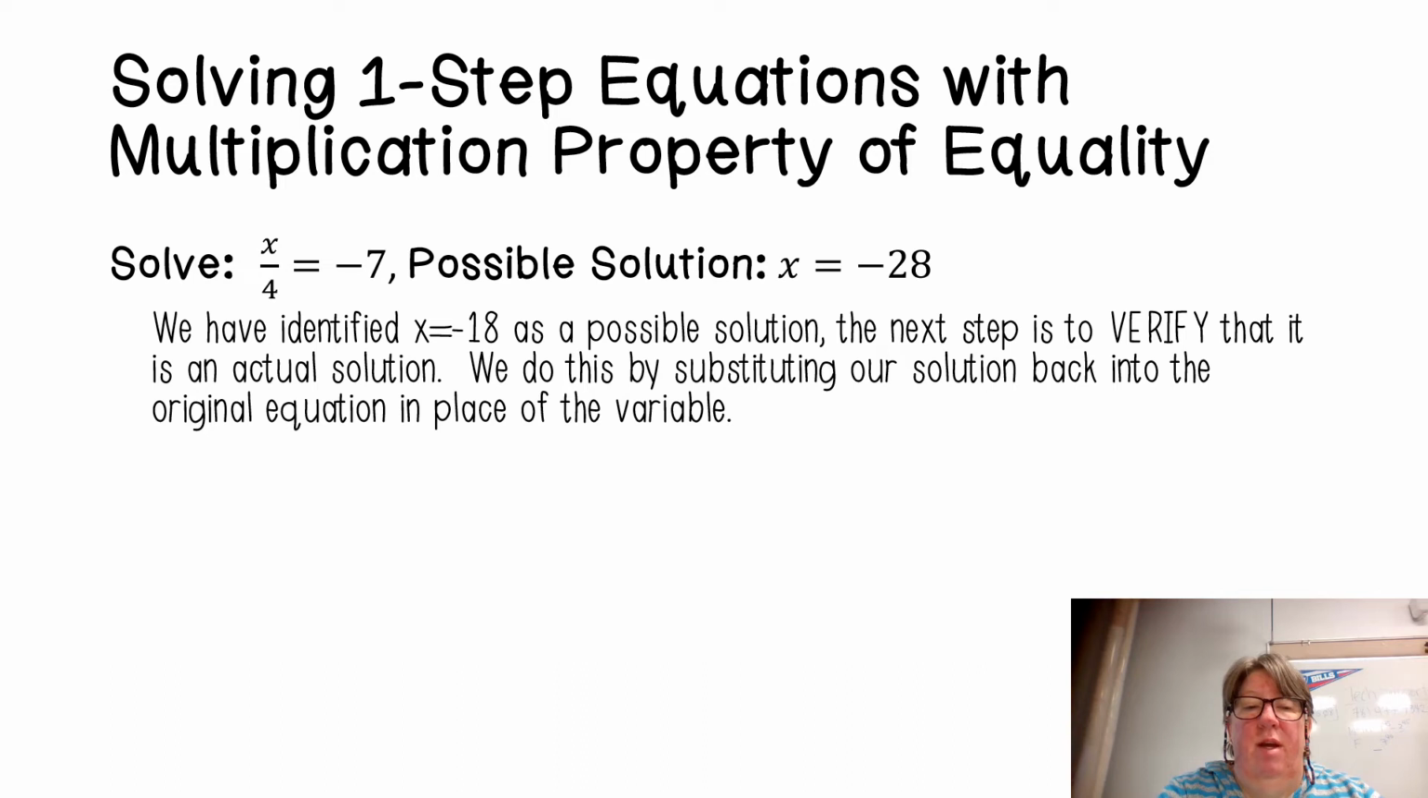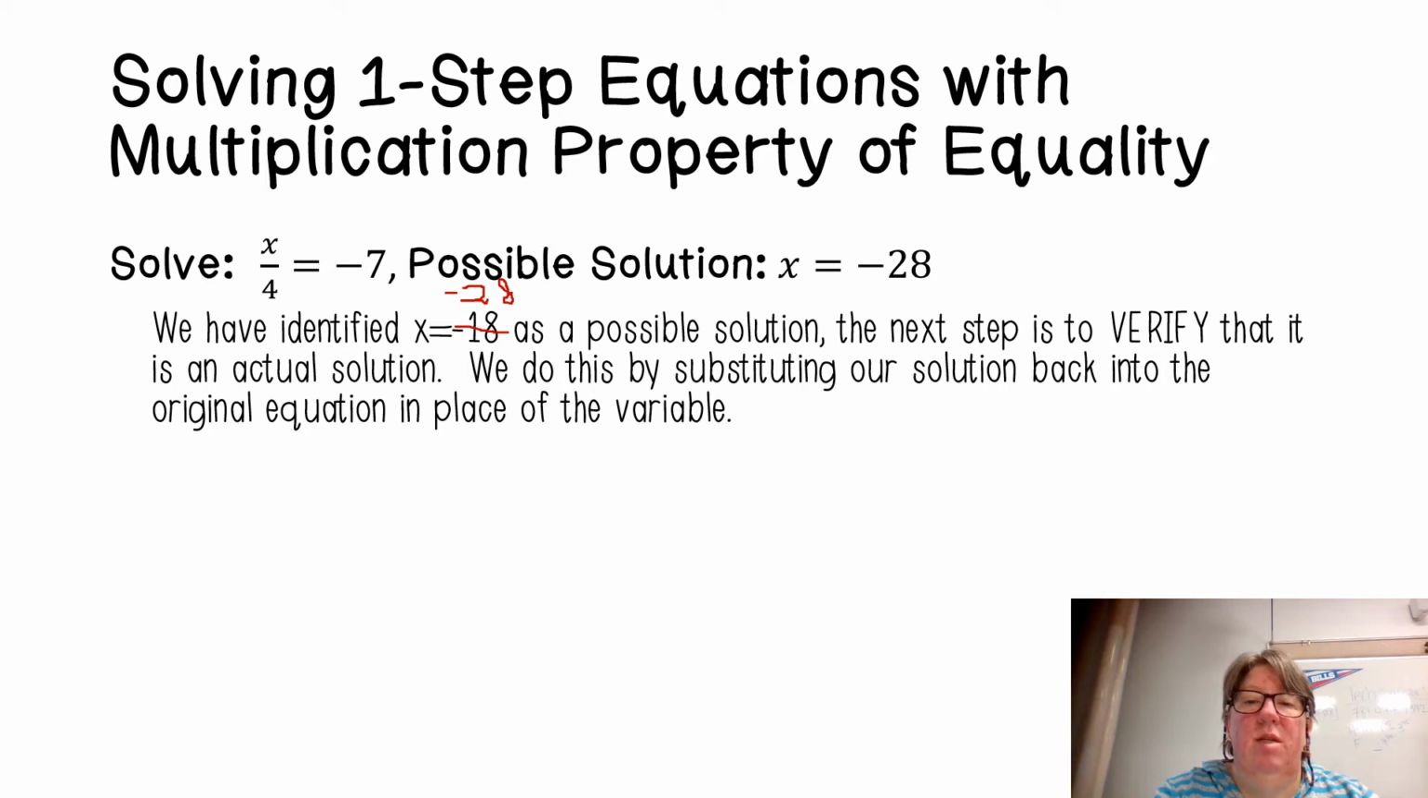How do we verify it? Again, Mrs. Jones needs to do a better job of proofreading. This should be -28. So we have identified x equals -28 as a possible solution. How do we verify it?